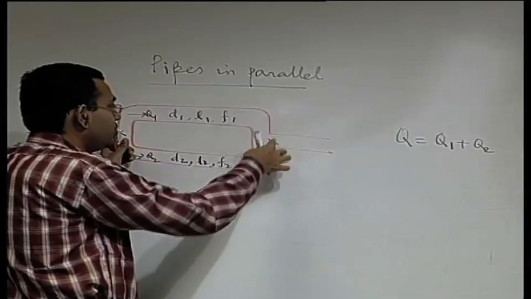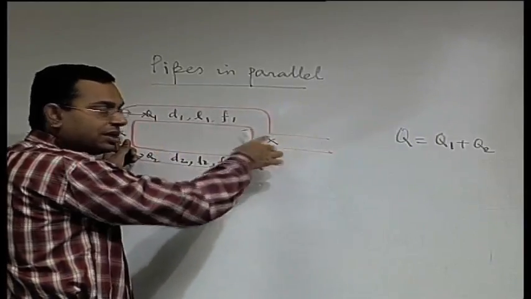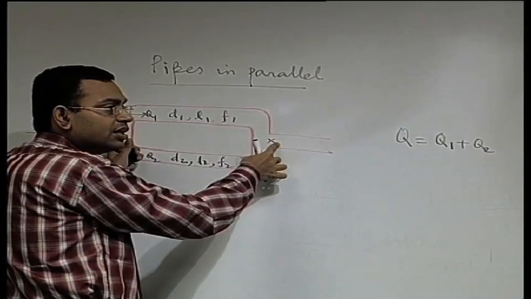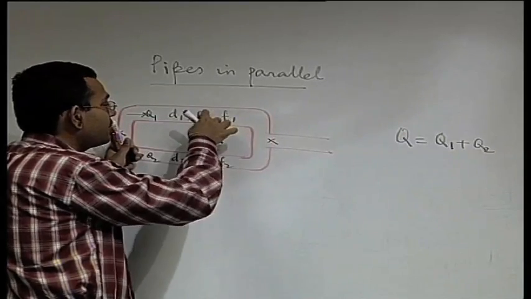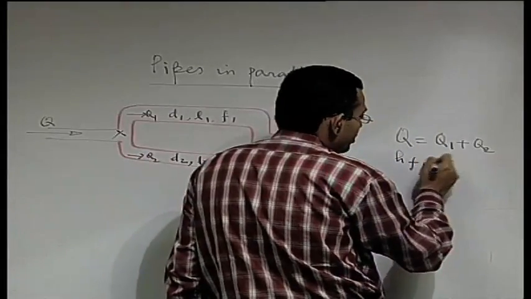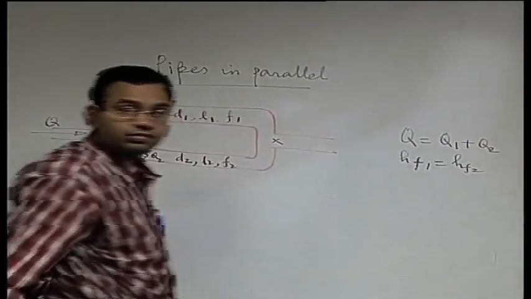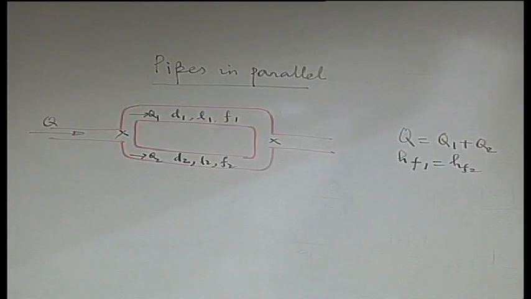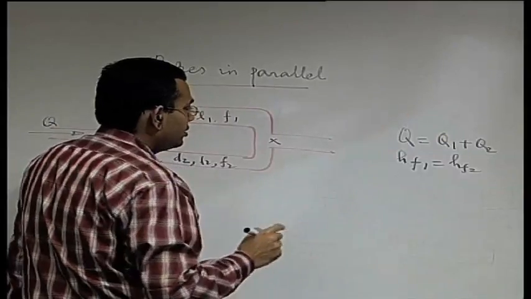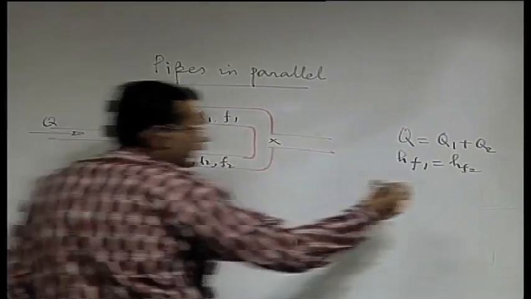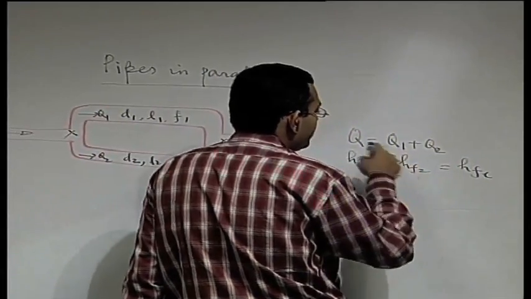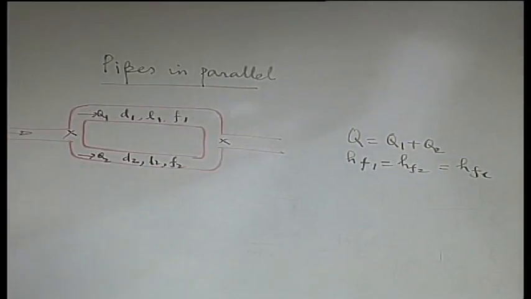No matter whether you traverse by the upper pipe or the lower pipe, eventually you end up at the same point, and the loss of energy therefore should be same as what you calculate from here or what you calculate from here. So you have HF1 is equal to HF2. So these are basic equations, and from that you can find out the equivalent length of the pipe. So for the equivalent pipe you have, say, HF equal to HF1 equal to HF2 and Q equal to Q1 plus Q2.